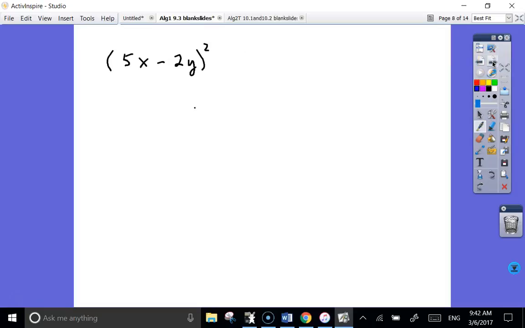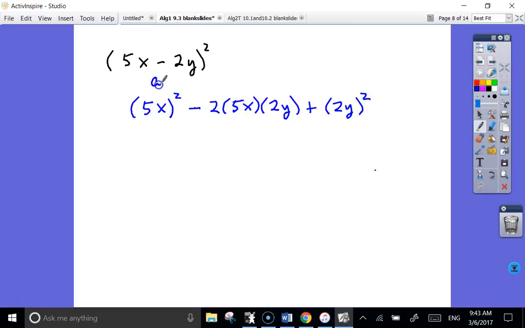Okay, let's try this one. What's the first term going to be? 5x in parentheses squared minus, there's a minus in the formula, 2 times 5x times 2y, that's the inner product, plus 2y squared, right? That's the a squared minus 2ab plus b squared.